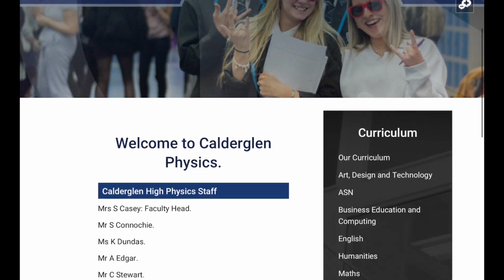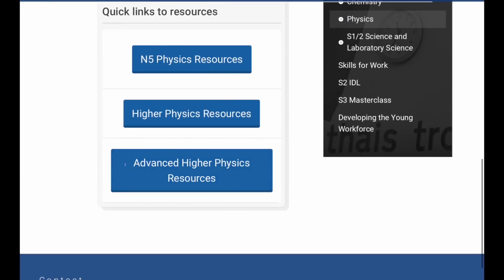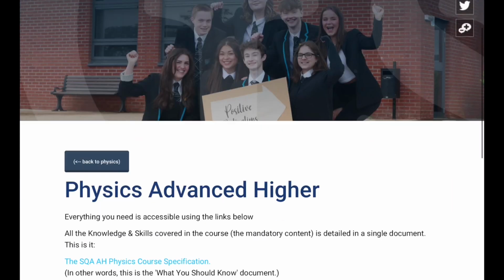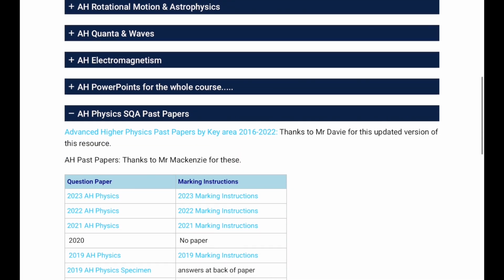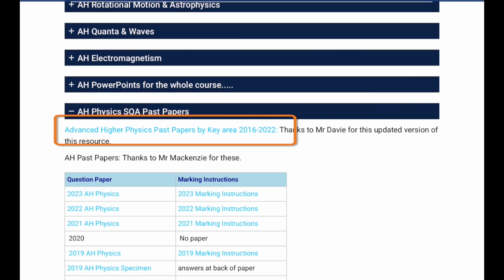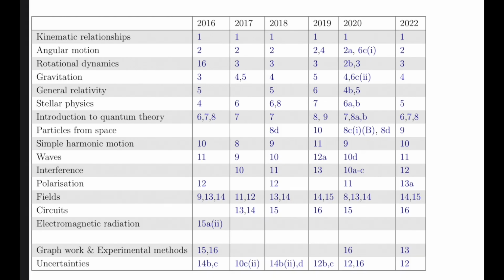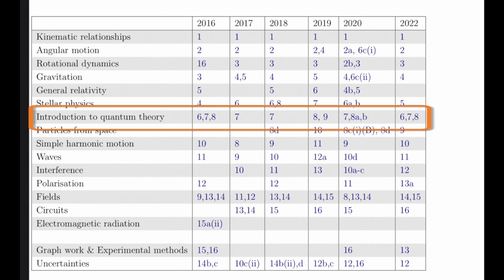Hi folks, we're moving on to Unit 2 in our look at the Advanced Higher Physics past papers. And the first thing in Unit 2 we're going to have a look at is an introduction to quantum mechanics. If you click on Advanced Higher Past Papers on the Calder High School website, you'll see that there's a link there to past papers sorted by key area, thanks to Mr. Davey. And we're going to use that to select a couple of questions on an introduction to quantum theory.